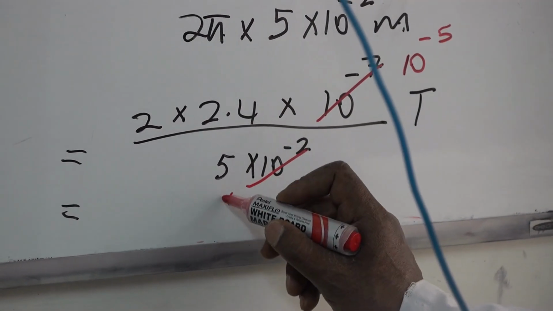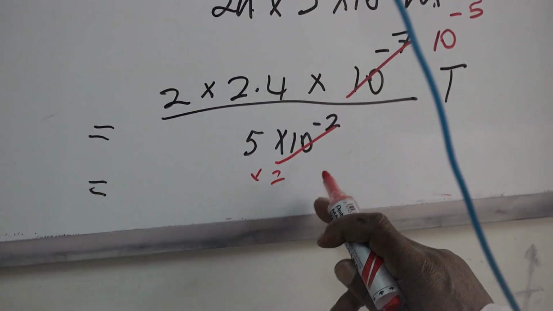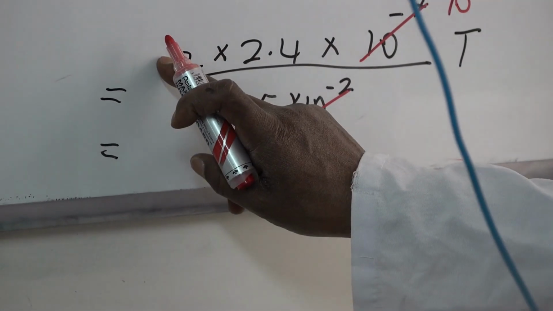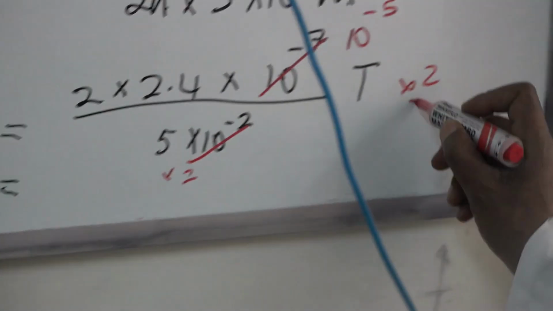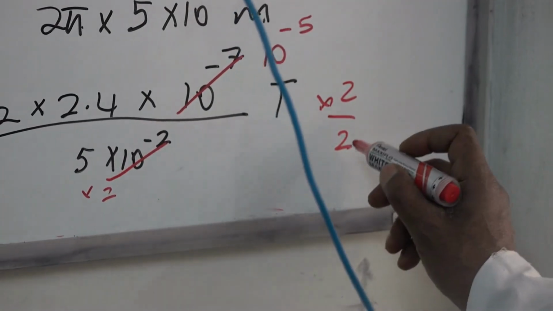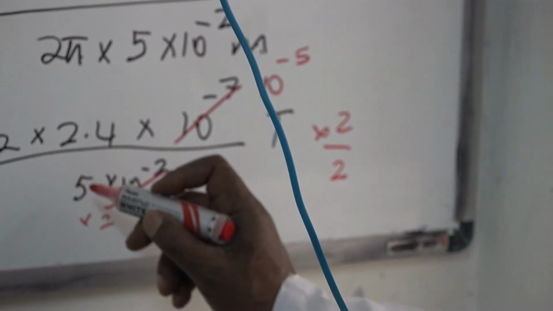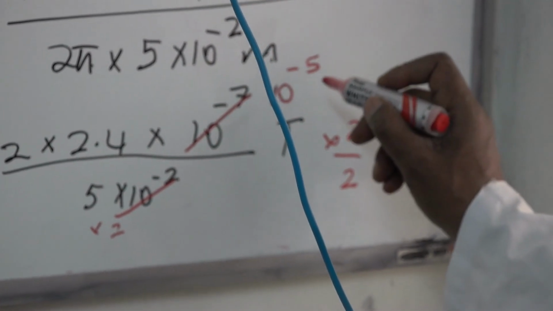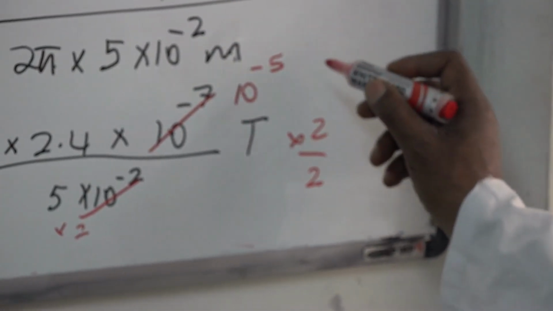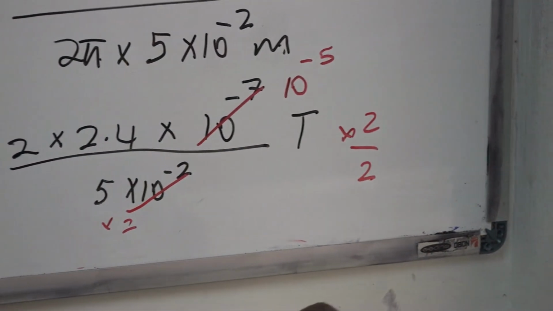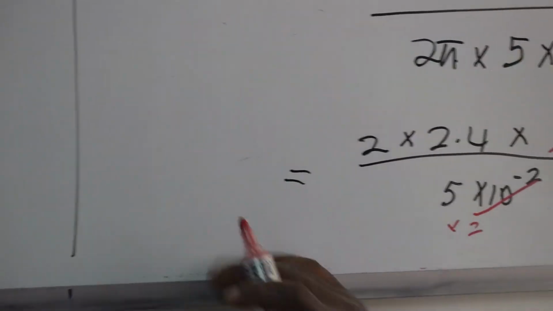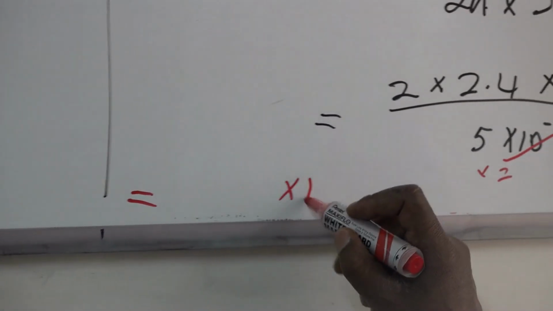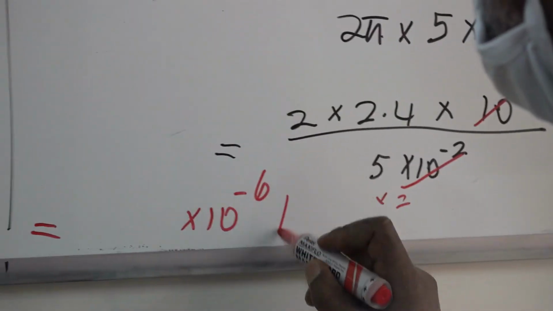Multiply by 2 here. When you multiply by 2 here, you get 10. Multiply by 2 here too, numerator and denominator by 2. 2 over 2. So 2 times 5 gives you 10. When 10 comes to the numerator, it becomes 10 to the power of minus 1. With 10 to the power of minus 5, it gives you 10 to the power of minus 6. So we have like this, times 10 to the power of minus 6 Tesla.